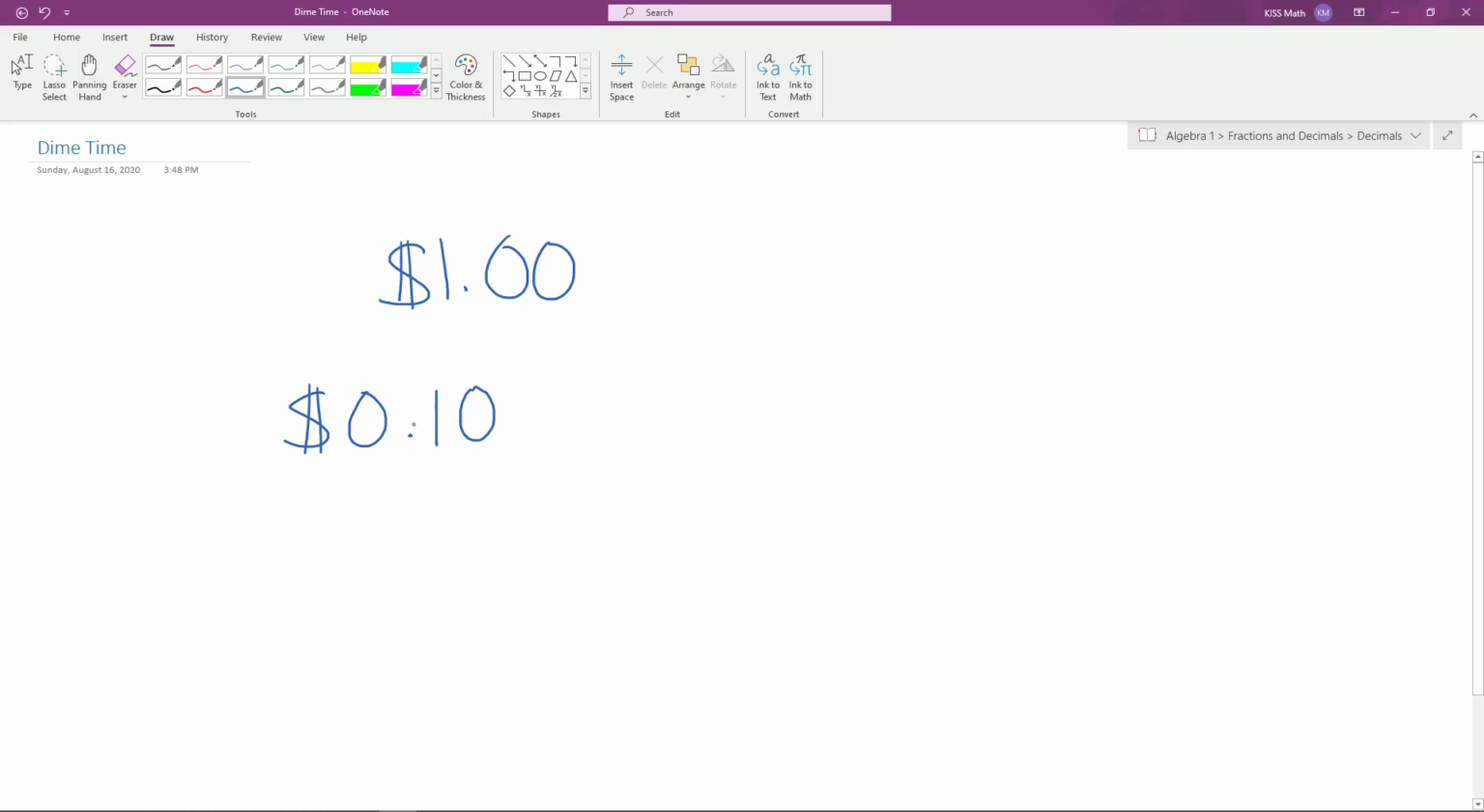So the whole point of this decimal here is to count numbers that are smaller than 1. In this case, smaller than $1. If you want to write this in terms of fractions, you can say that you have 10 cents out of 100 cents, which is the same as 1/10 of a dollar, which we said before.